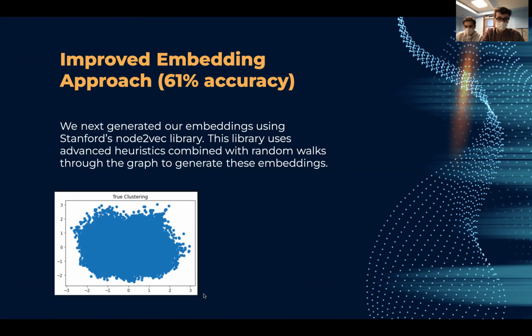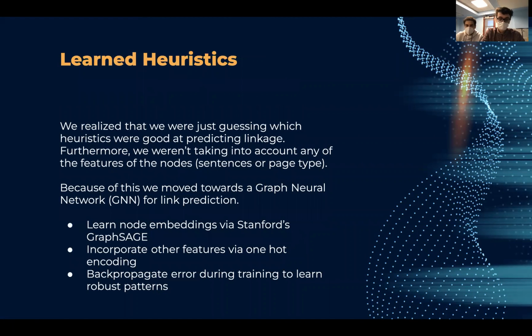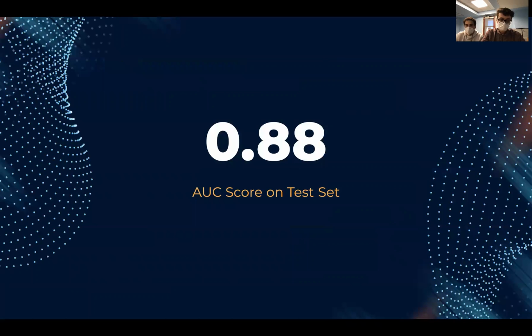but we likely can't learn much, which motivated us to use the learned heuristic method, for which we used a graph neural network. We used a 2-layer graph neural network using Stanford's GraphSAGE model. We incorporated features from the one-hot encoding as well as the node classification, and used the dot product metric to propagate the error backwards and iteratively improve the prediction of the model. For that, we got an 88% accuracy rate using the AUC, area under curve metric, after using the graph neural network model.